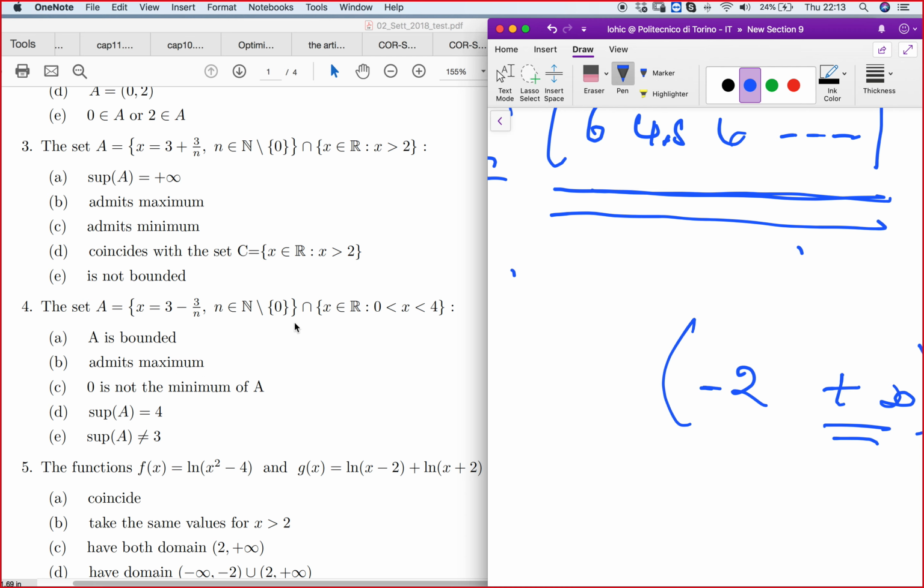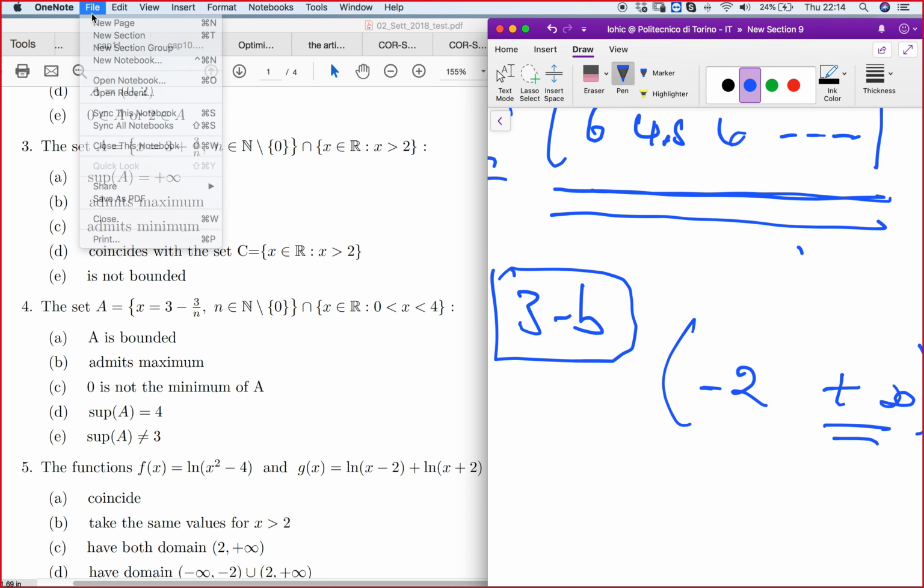And we continue with number 4. Okay, the answer was B, right? So 3B admits the maximum. Nice. MCQ number 4.